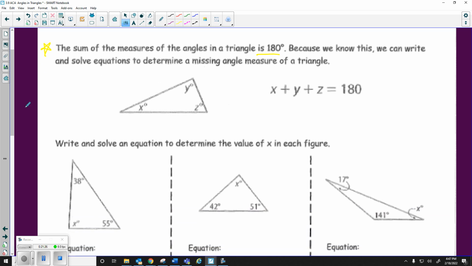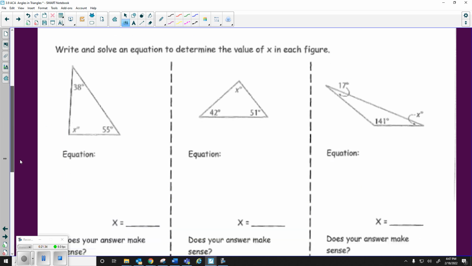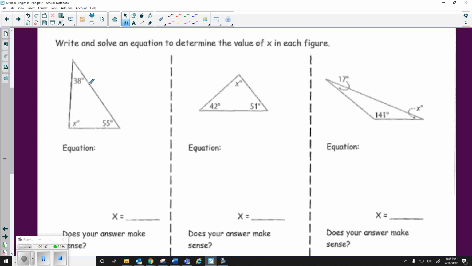Okay, so what they said is that the measure of angle x plus y plus z, no matter what, will equal 180. So let's solve for a few on our own. Okay, I see that this one's 38, 55. I need to figure out what x is. So the equation I could write, again, it can be in different orders, but I can say that 38 plus 55 plus x, this guy right here, should equal 180.